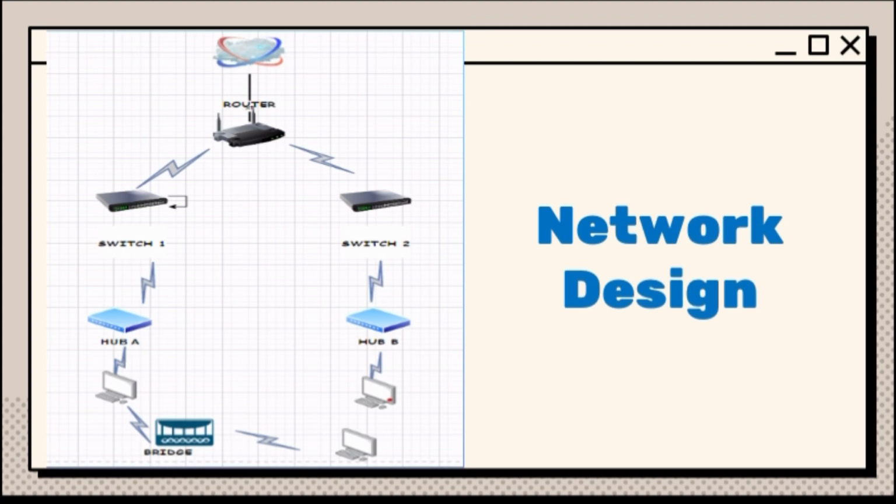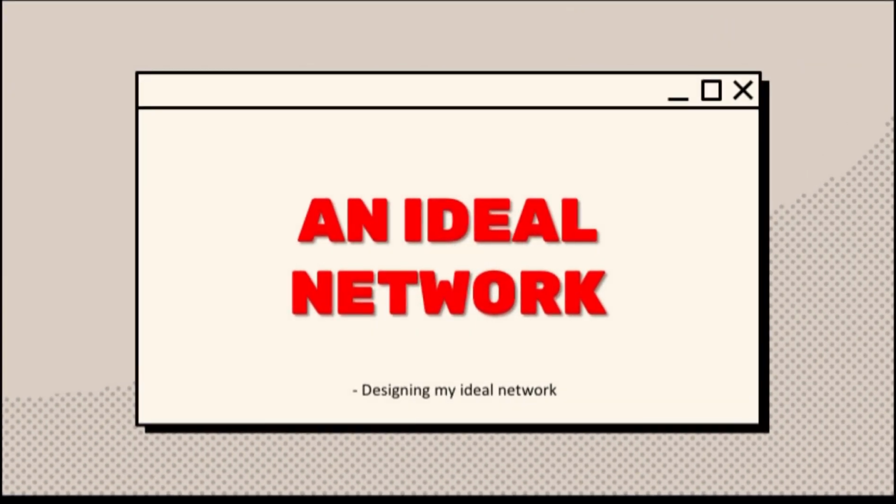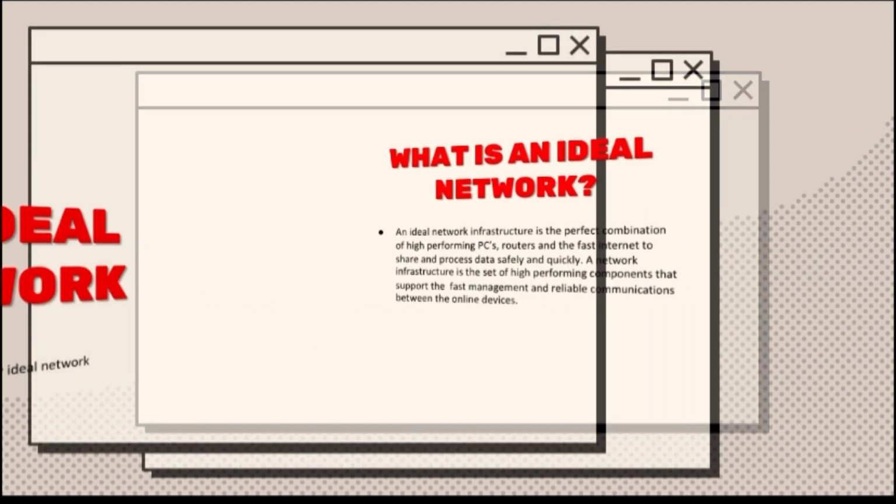The reason why I did the network scavenger hunt is to compare it with an ideal network which I want at my home. By putting those two together, I can see which are some of the problems I have in the network in my home and how I can make an ideal one. But what is an ideal network?